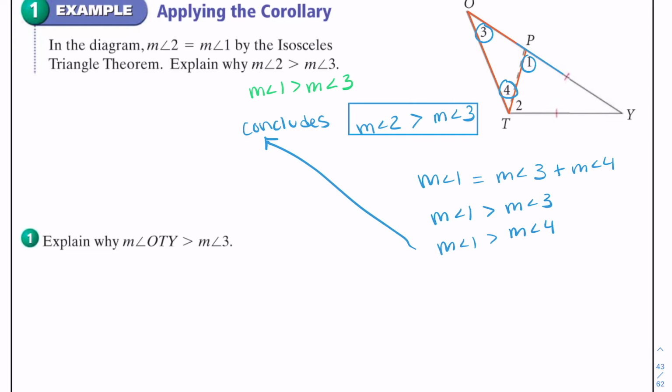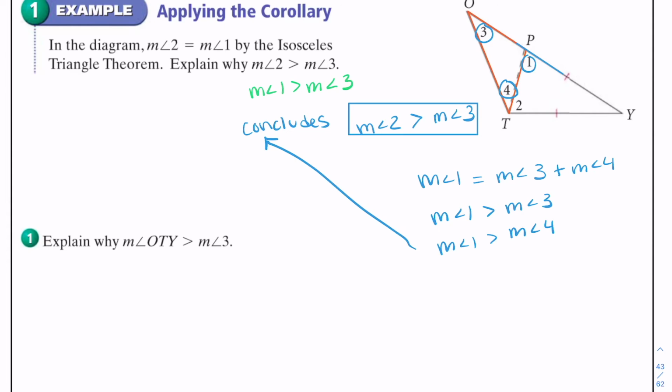But again, if 1 is equal to 2 and 3, that means 1 is both greater than 3 and greater than 4, and it's only equal to them when they are combined, when they are added together. So if 1 is greater than 3 and 4, and 1 is equal to 2, then by the transitive property, 2 is also greater than 3 and 4, which is what we had to explain.